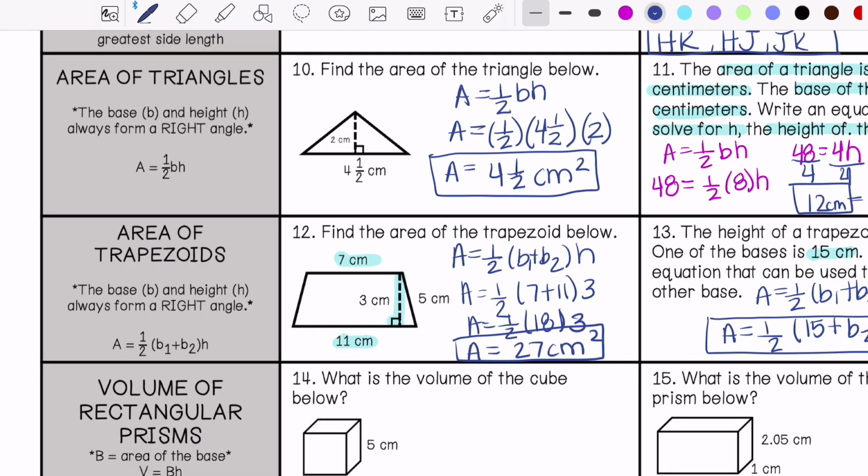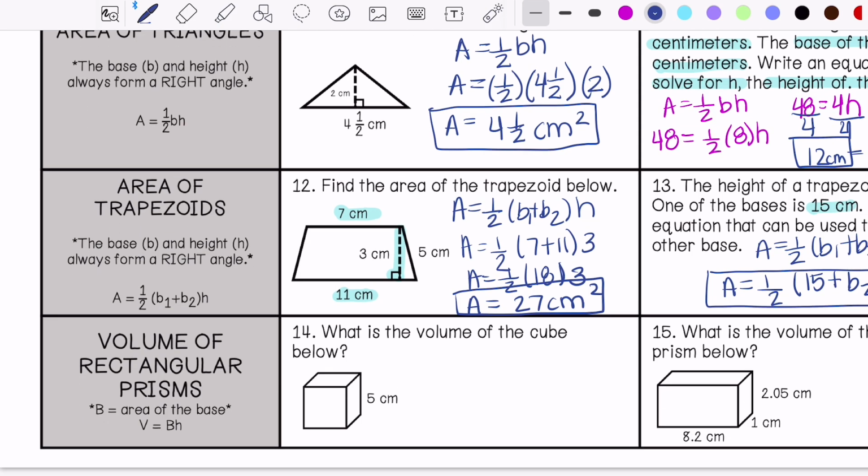Volume of rectangular prisms. Our formula for volume of rectangular prisms is V equals big B times H. Big B means area of the base. This is not really going to affect us now, but it will affect us more when we talk about triangular prisms in 7th grade, where your step of solving for big B is going to change depending on the type of prism. But in 6th grade, we just talk about rectangular prisms.